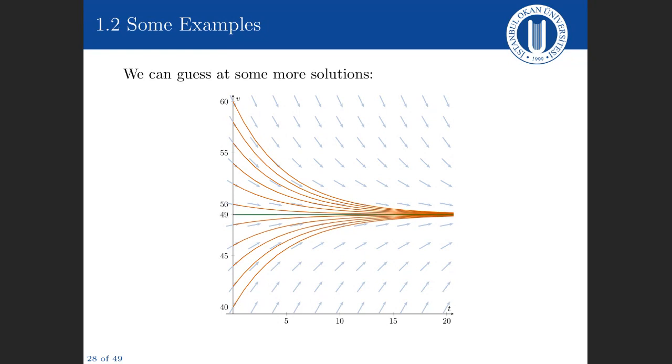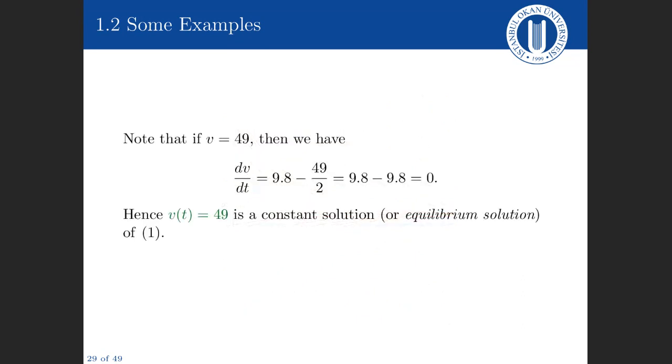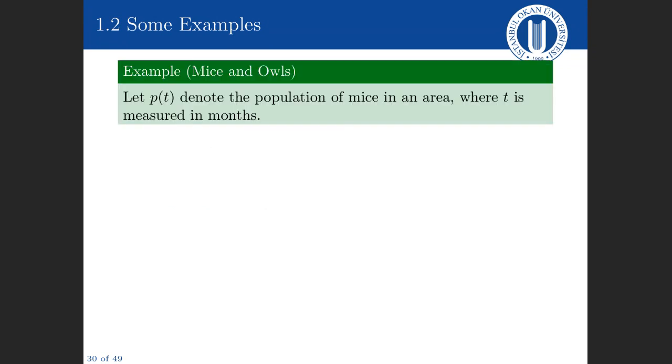And we expect that somewhere in the middle there should be a constant solution. We can calculate this. Note that if v is equal to 49, then dv/dt is 9.8 minus 49 divided by 5, which is 9.8 minus 9.8, or 0. So v of t equal to 49 is a constant solution, which we also call an equilibrium solution.